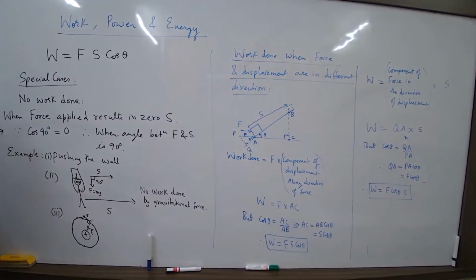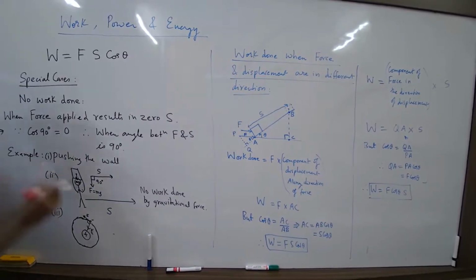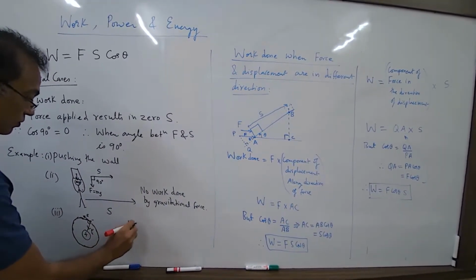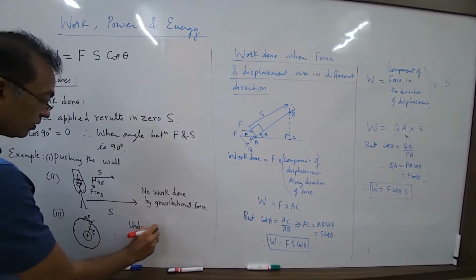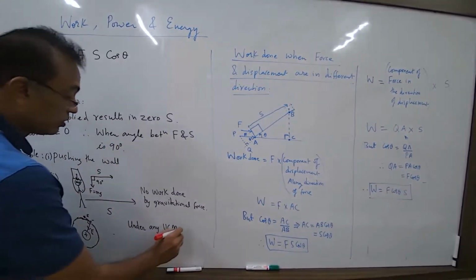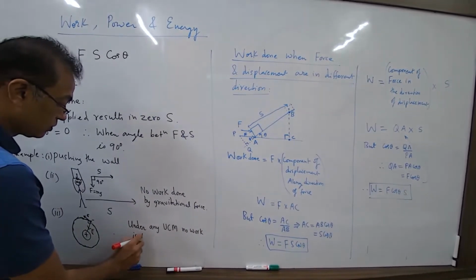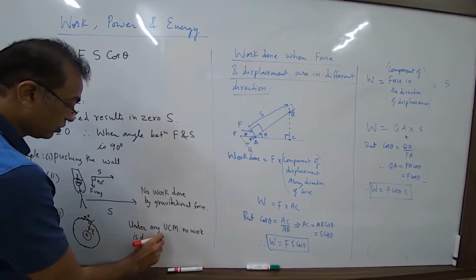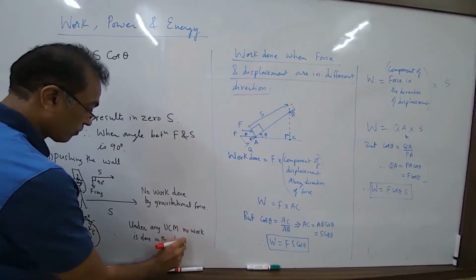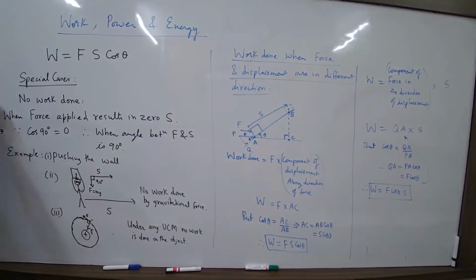So any body which is undergoing UCM, no work is done on the body by centripetal force. But it has to be UCM, non-accelerated. So under any UCM, uniform circular motion, no work is done on the object. Is everybody with me on this? So this is our case 1, no work done.